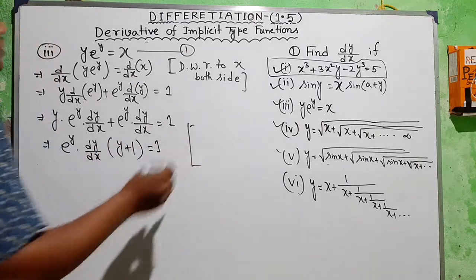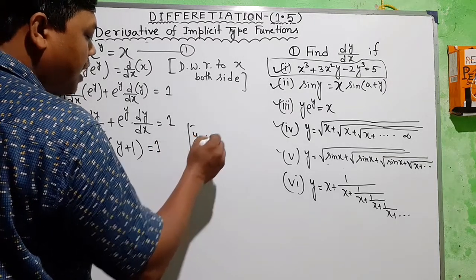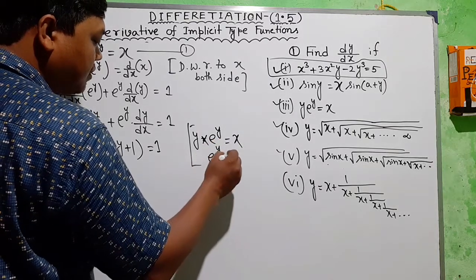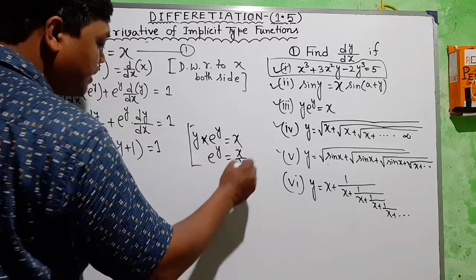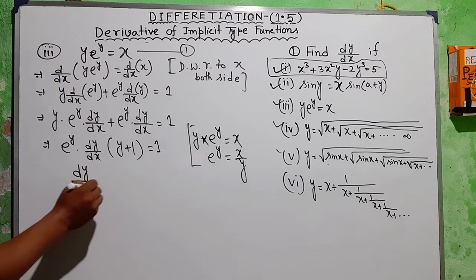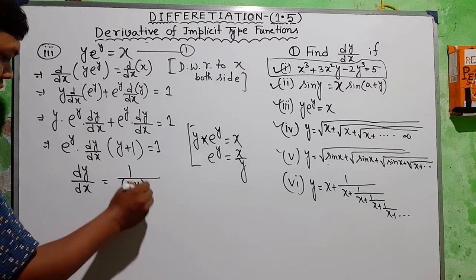And also from equation 1, y into e to the power y equals x. So e to the power y equals x by y. Now dy/dx equals, we have gotten, 1 by (1 plus y) into e to the power y.